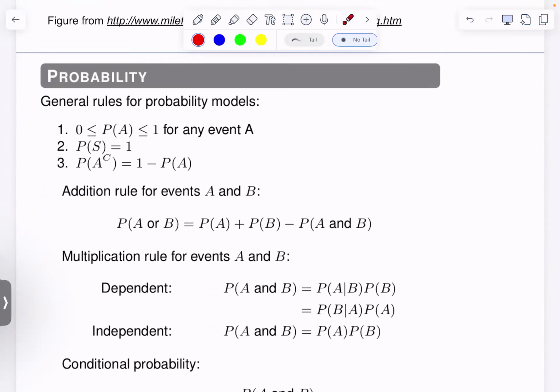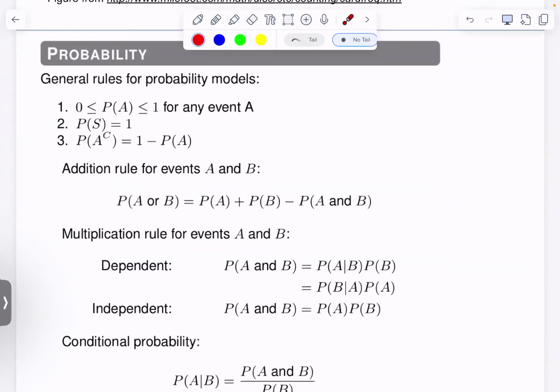So on your formula sheet, we have our general rules for probability models. Sounds fancy, but we've already seen one, right? The probability of A for any event A has to be between 0 and 1. That's the number one rule. If you tell me that the probability is 1.2 on the test, I'll say no, it can't be. You should have a little internal check saying, oh no, that can't be. It has to be between 0 and 1.